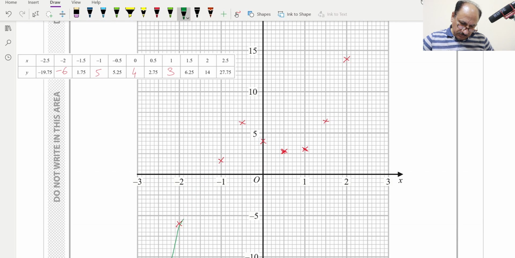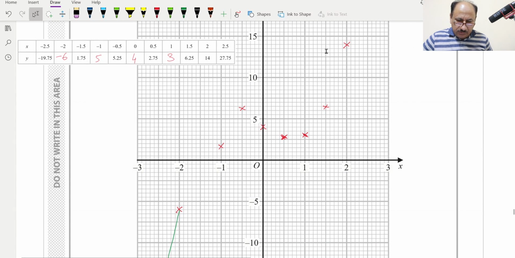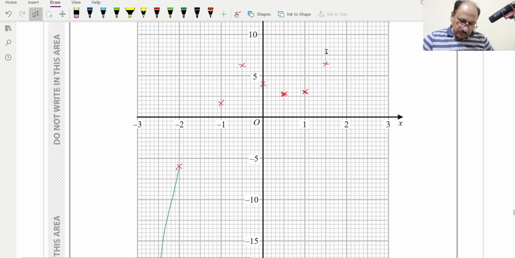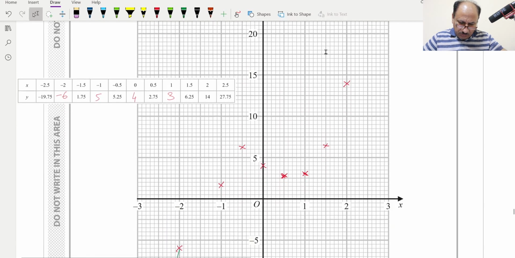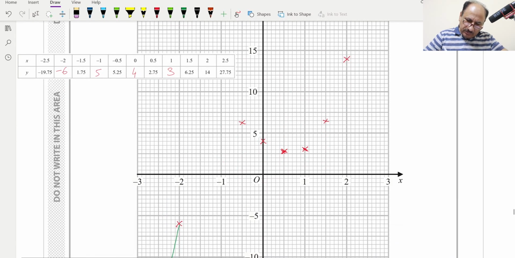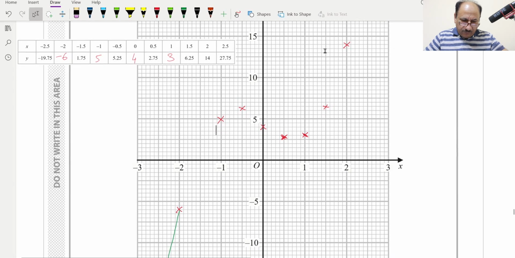Basically, this one we'll have to check again. This will be this one, and basically minus 1, we need to check the value again, minus 1 and 5. So this point is wrong. This point will be over here, and there is minus 1.5 and 1.75. 1.75 will be over here.